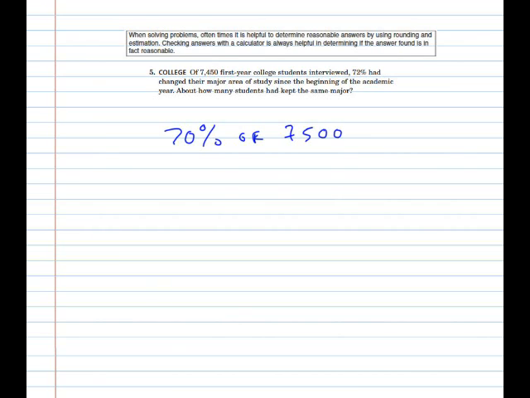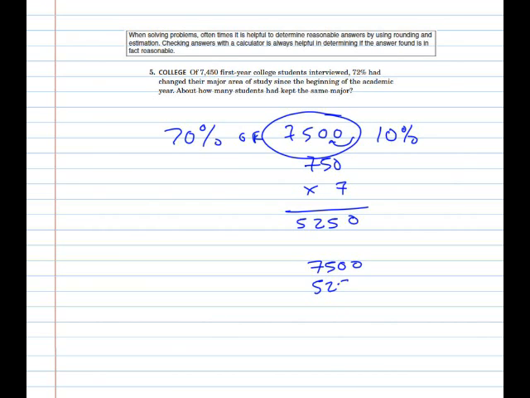we're going to find 10% of this, which is 750. That represents 10% because we simply divide by 10 here. If we take 750 times 7, we get 5,250 people. Now that's the number of people that changed their majors. What they actually want is the number of people who kept their majors. So we go back to our estimate of 7,500, and we subtract, and we get approximately 2,250 people that kept their majors.